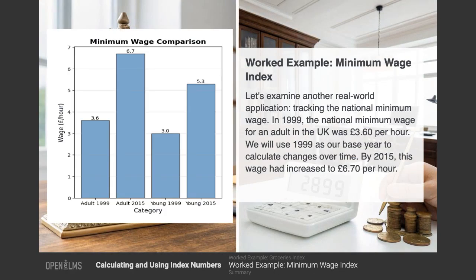Worked example, minimum wage index. Let's examine another real-world application, tracking the national minimum wage. In 1999, the national minimum wage for an adult in the UK was £3.60 per hour. We will use 1999 as our base year to calculate changes over time. By 2015, this wage had increased to £6.70 per hour.